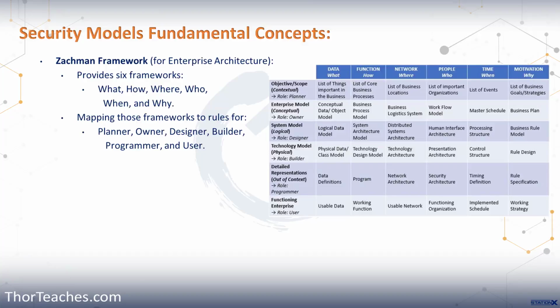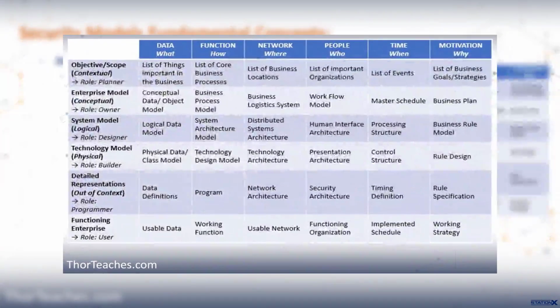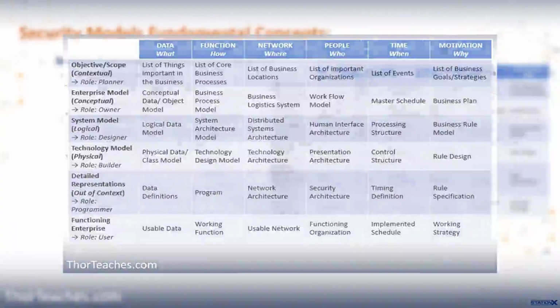So if we look over here on the right, the user, for them, data needs to be what? It needs to be usable data. If we're on network, well then it needs to be usable network. If we look at the planner and the network, well then they need a list of our business locations. So for this framework, we need to understand the different roles, their needs, so we can give them what they need when they need it.